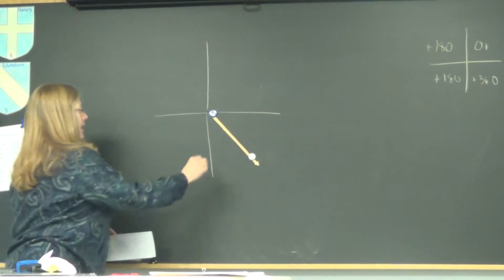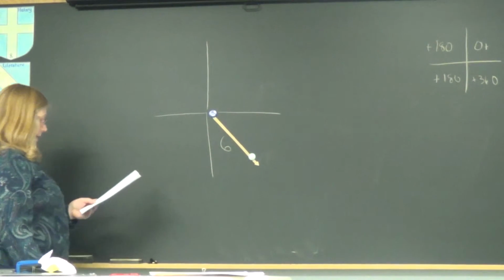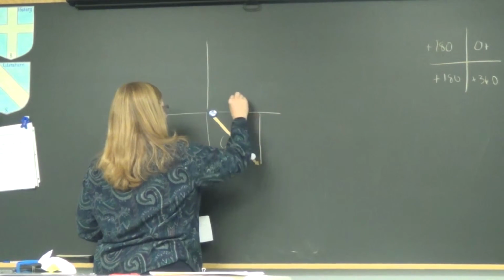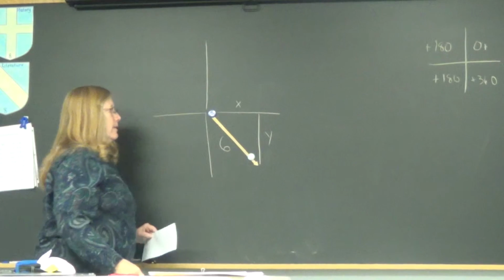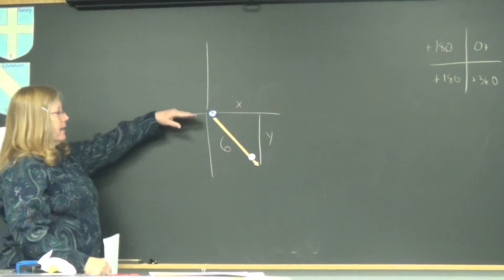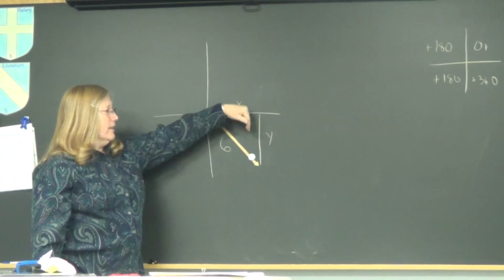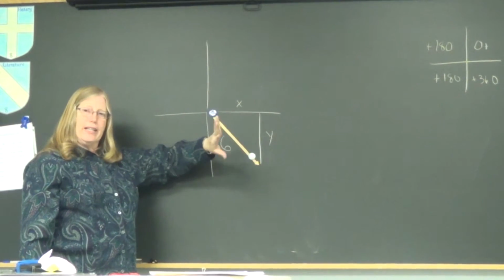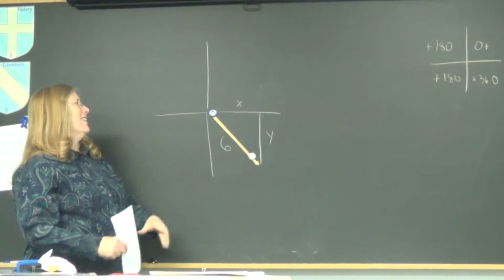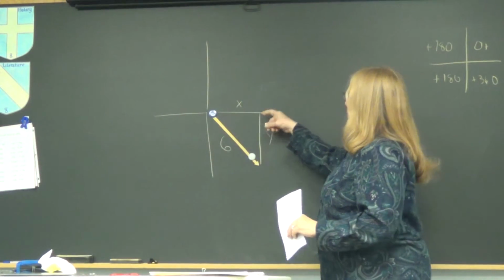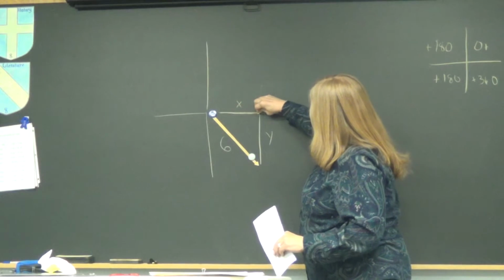Let's say it has a length of 6, and we are looking for the x component and the y component. So we're expecting the x component to have one. Is it going to be positive or negative, and the y component to be positive or negative? We have some expectations here. So, Alex, what do you expect the x component to be, a positive value or a negative value?